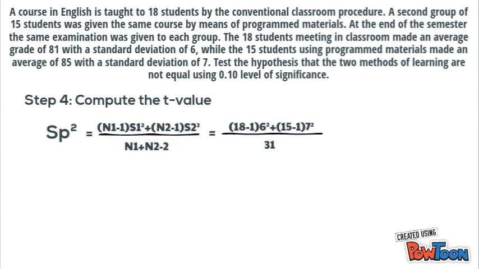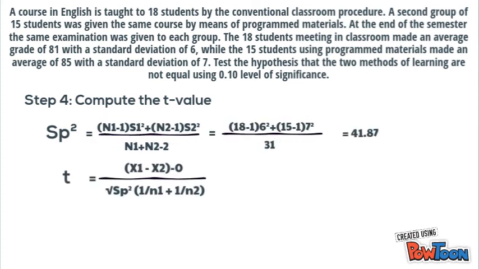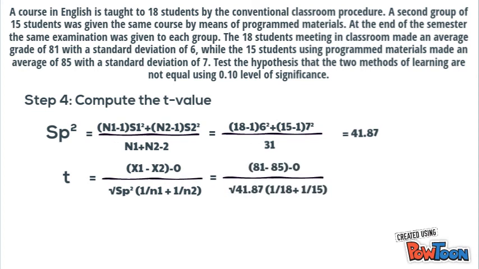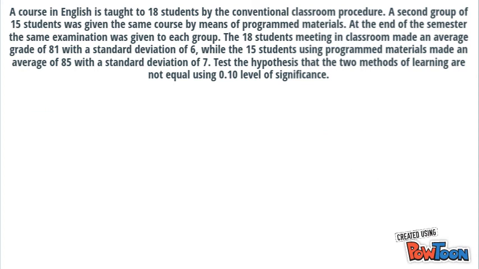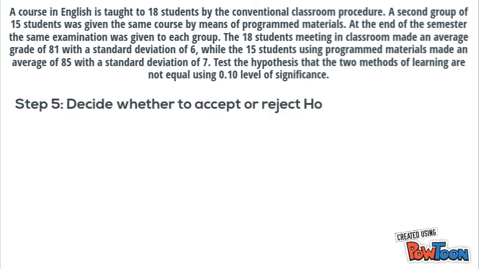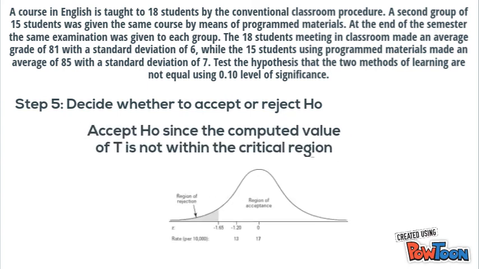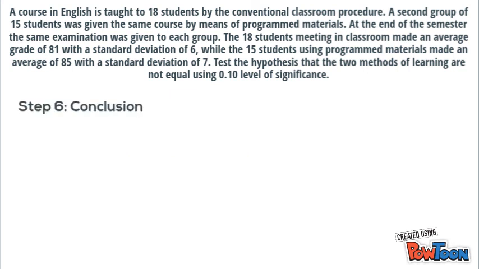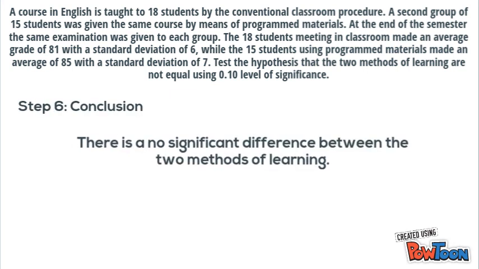Simply substitute all the given values on the formula given below, so t is equal to negative 2.52. Step 5. Decide whether to accept or reject H0. Accept H0 since the computed value is not within the critical region. Step 6. Conclusion. There is no significant difference between the two methods of learning.